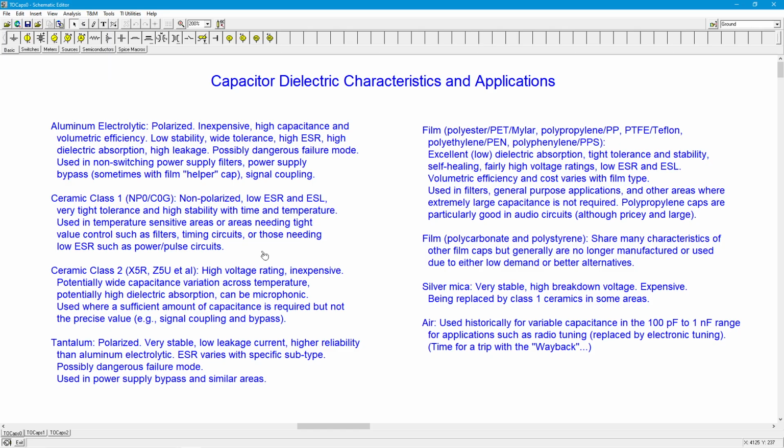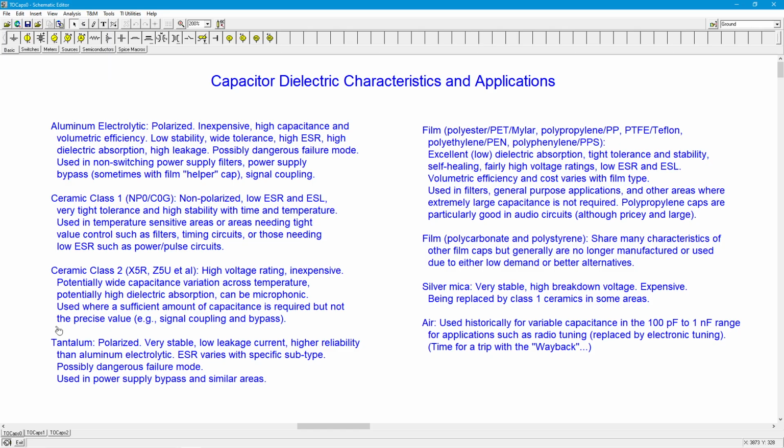Anyway, moving along. Tantalum. So these usually look like a little blob with a couple leads sticking out of it. These are very stable capacitors, very high leakage resistance, meaning they have low leakage. They're much nicer than the aluminum electrolytics. They are, however, polarized like the electrolytics. Again, possibly dangerous failure mode. You put them in backwards, they can explode. All right, not so good.